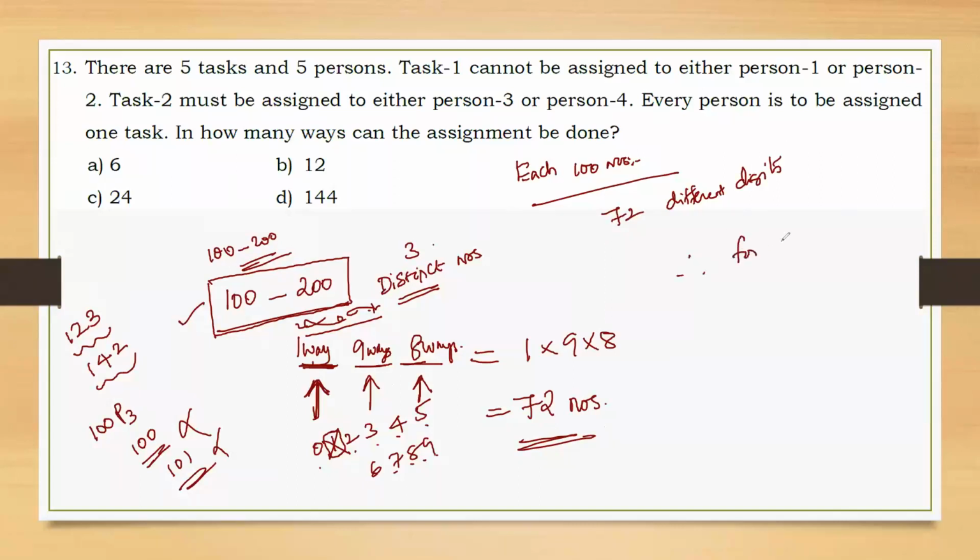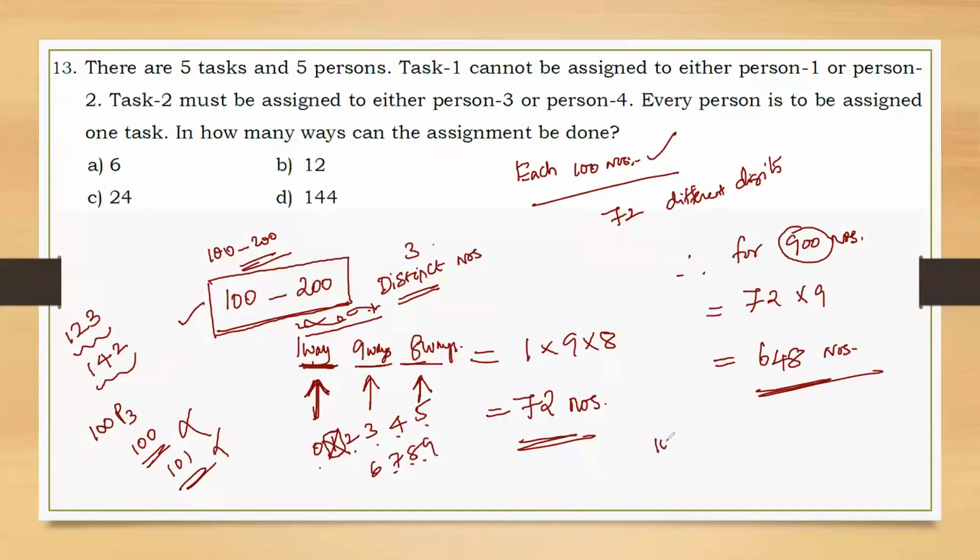Therefore, for 900 numbers, we have 72 into 9. Since for 100 it is 72, right? For 900, it is 9 times 72. So what is the answer here? 648 numbers will be there. 648 different digit numbers will be there.